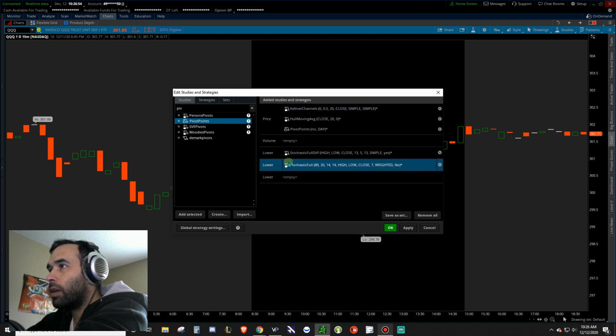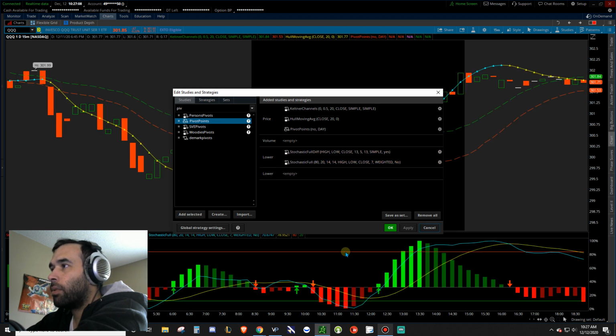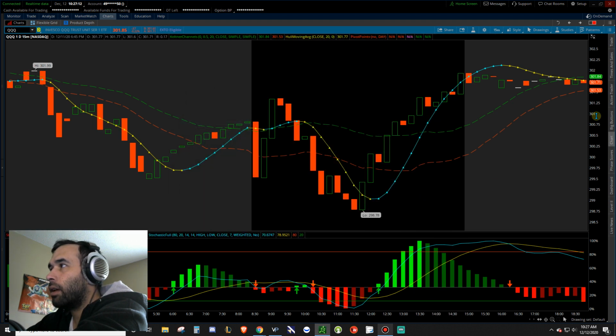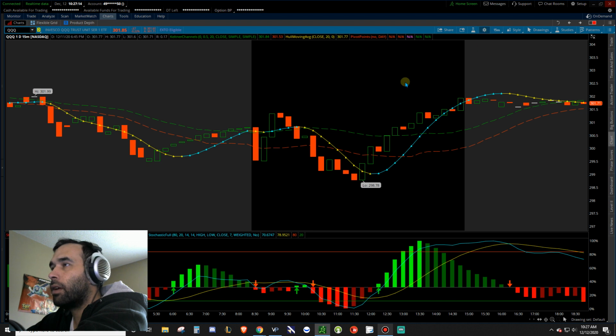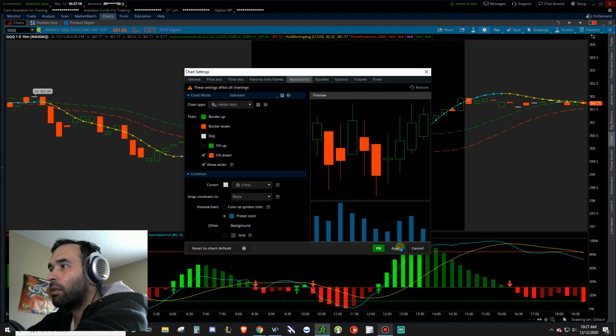And then you also want to drag this in here. So the thing I like about Thinkorswim is you can combine the lower indicators together. So you just pull it and drag it into the same box. So then you hit apply. This should give you a nice little layout here. And then next thing too, I forgot to tell you this, is on the appearance, change this to Heikin-Ashi.